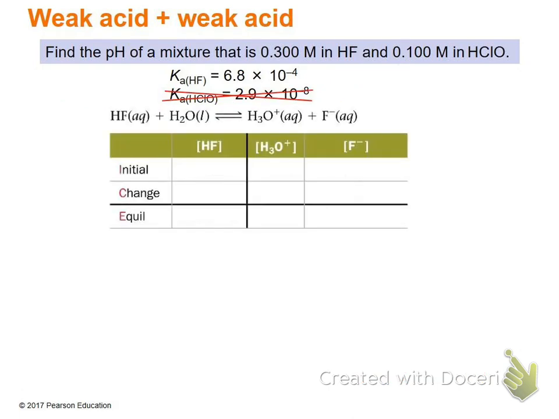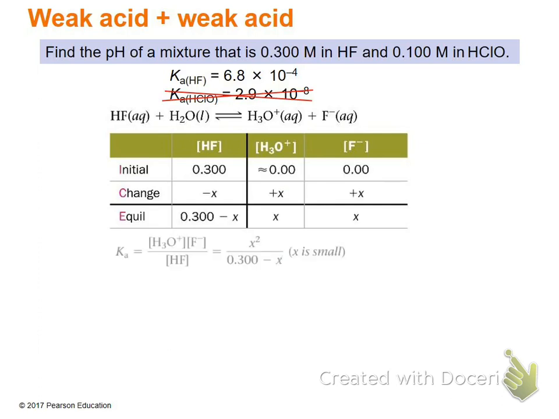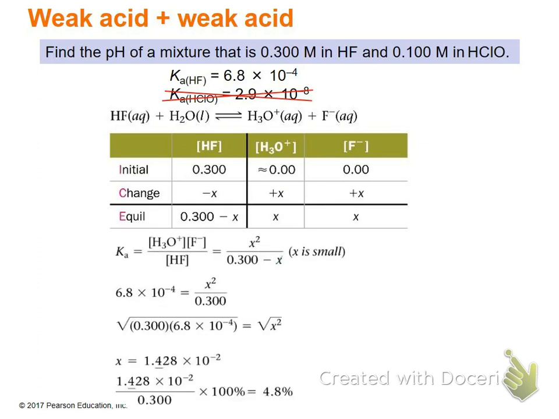Here's a cleaner version. So again, if you're going to use the approximation method, make sure that you validate it. And you can see that it's less than 5%, so it is a valid approximation. So again, the pH that we found here is 1.85.